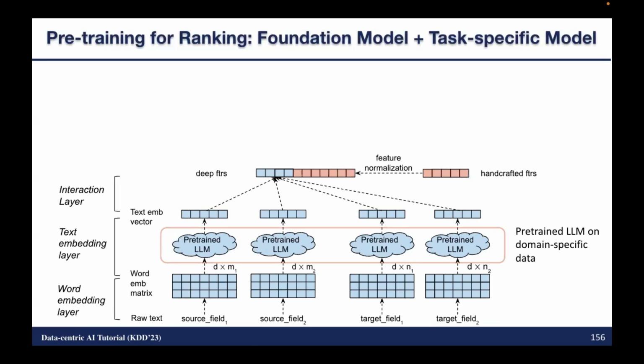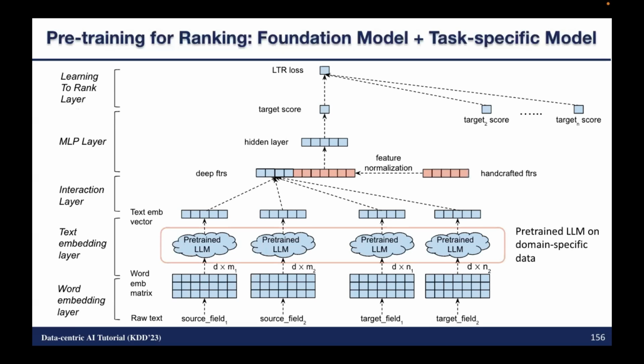Usually for the ranking model, we already have handcrafted features in the system. So we put them together and go through a few layers. Then we can optimize by a learning-to-rank loss, whether point-wise, pair-wise, or list-wise. This is an example previously published as DText, on how to use a text language model to improve ranking with all kinds of fields.